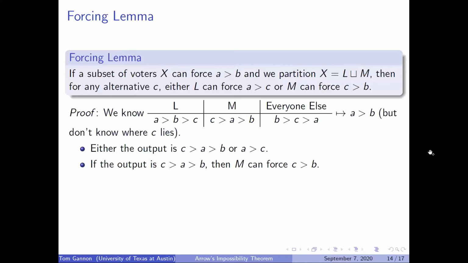By the way, thank you all for asking questions. You really only learn this way, I think. So we did one case: either the output is C over A over B, and we showed that M forced C over B. Now let's see what happens if the output instead, in the other case, was A over C.